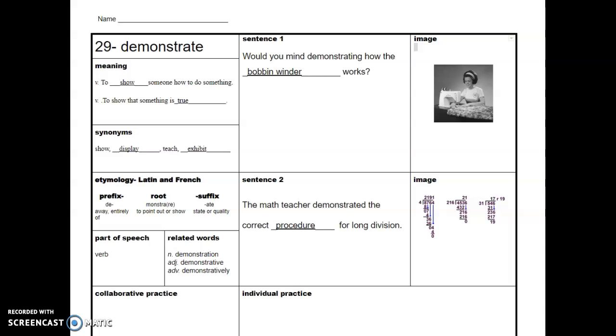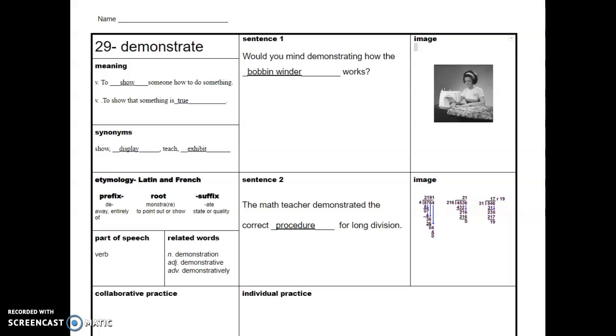Some related words would be the noun, the thing that we do, a demonstration. Or if we wanted to describe someone who was good at doing this verb, we would call them demonstrative. Or we might do something, the adverb form of the word, demonstratively.